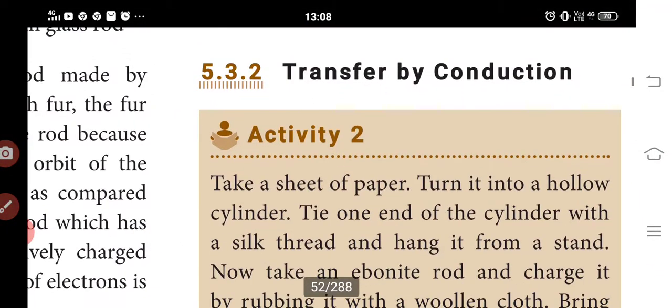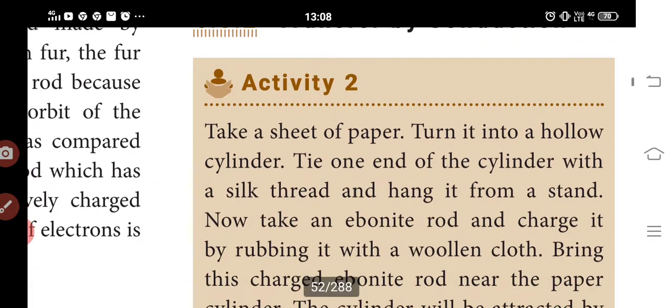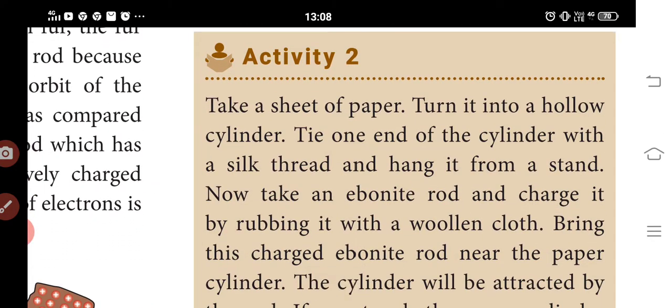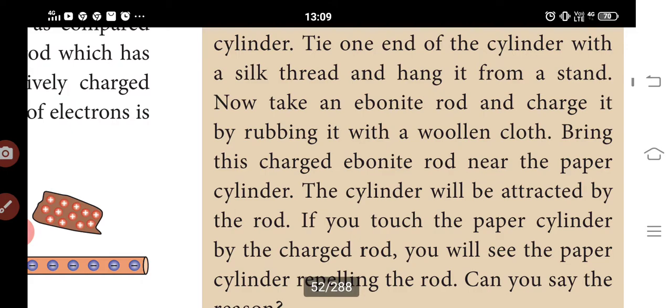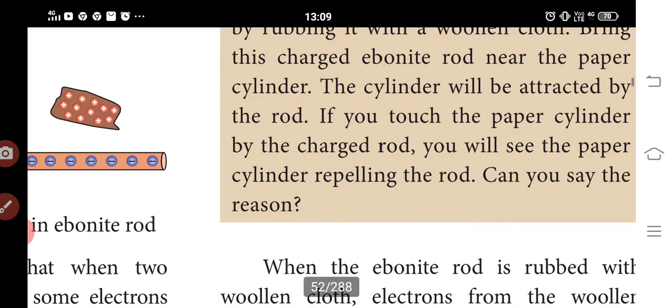Next one is the transfer by conduction. Take a sheet of paper and turn it into a hollow cylinder. Tie one end of the cylinder with a silk thread and hang it from a stand. Now take an ebonite rod and charge it by rubbing it with a woolen cloth. Bring this charged ebonite rod near the paper cylinder. The cylinder will be attracted by the rod. If you touch the paper cylinder with the charged rod, you will see the paper cylinder repelling the rod.